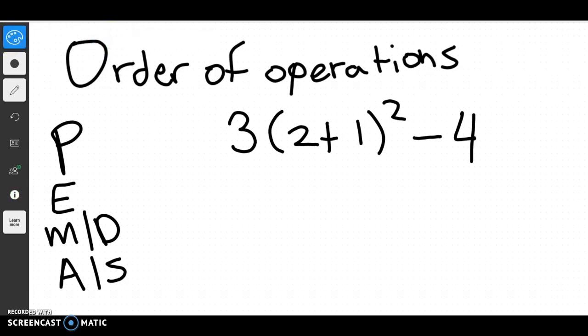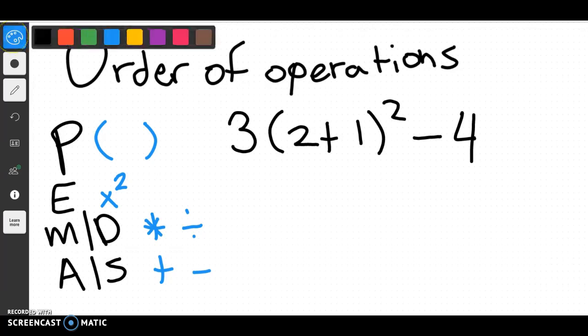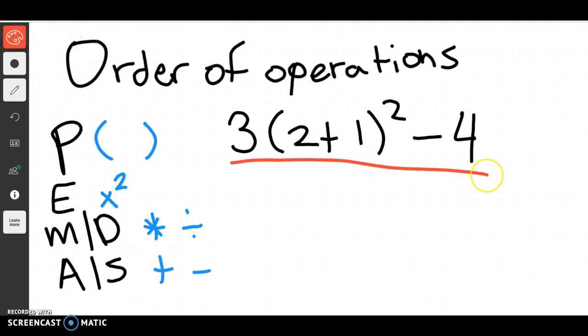The order goes parentheses, then exponents, then multiplication and division, and then addition and subtraction. So that's generally the order that we try to do these things so that it's common and we all get the same answers without ambiguity. Let's look at how we would approach that in this problem over here.